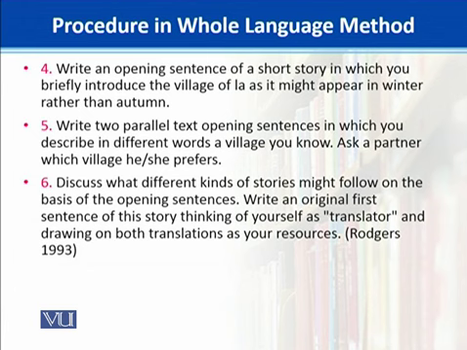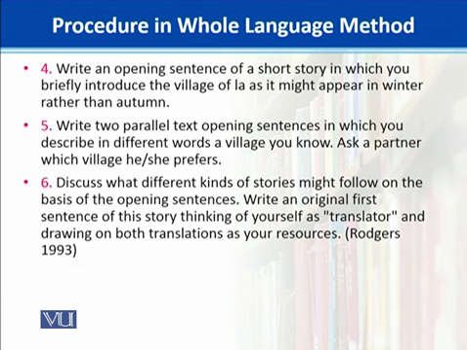Fifth possible activity can be where they can be asked to write two parallel text opening sentences in which they would describe in different words a village they know. So ask a partner which village he or she refers to. And again, this would generate a discussion.